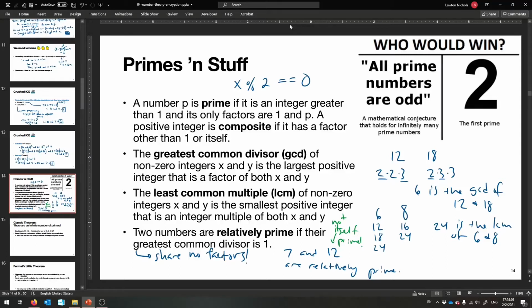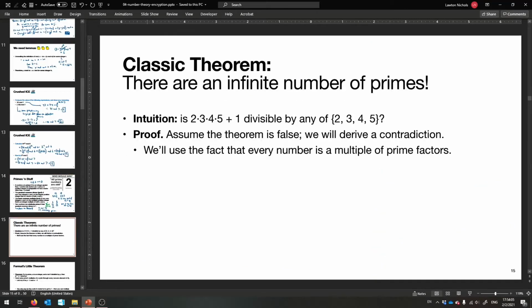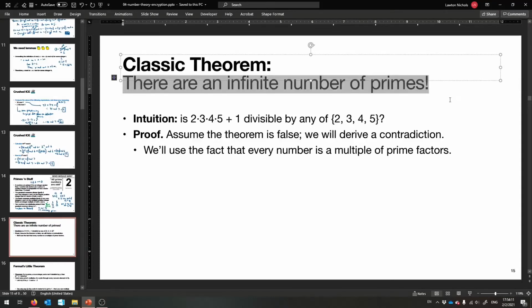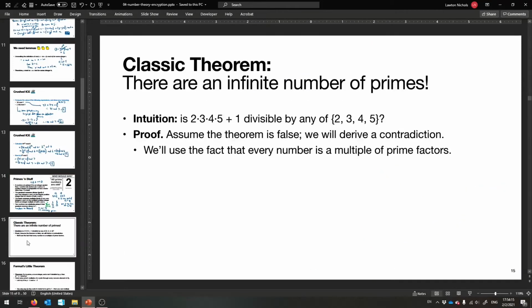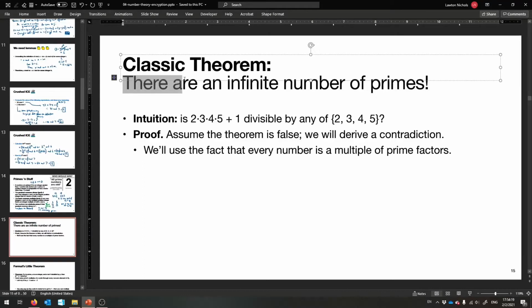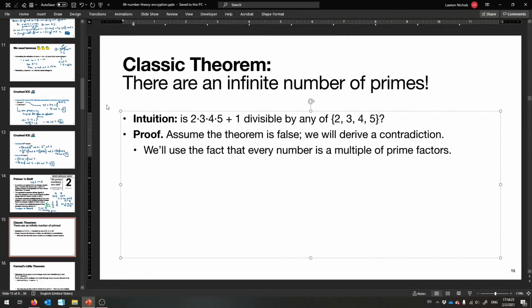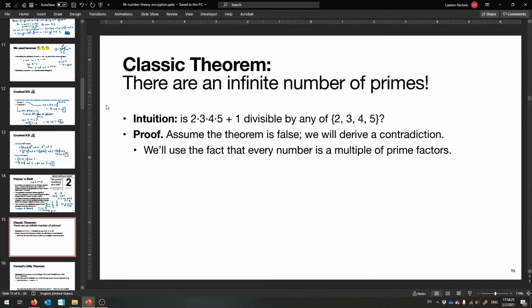And now I have the wonderful opportunity to teach you one of the coolest theorems on the planet. So there are an infinite number of primes. Are you ready? We now know the definition, so I think it's time. I'm going to prove to you beyond a shadow of a doubt that there are an infinite number of prime numbers. Okay? That is the hope.